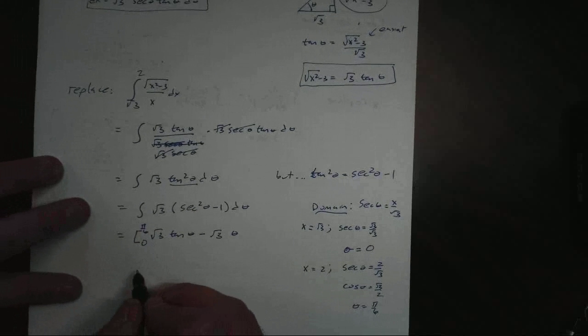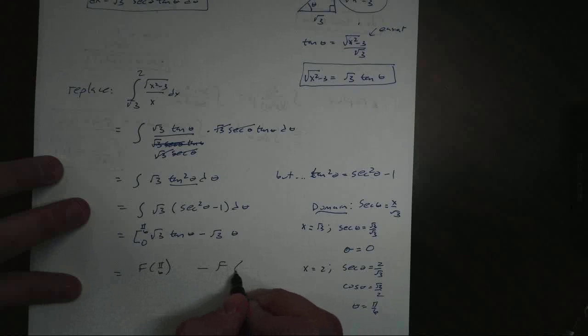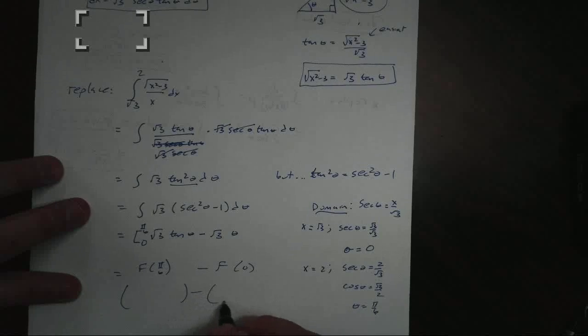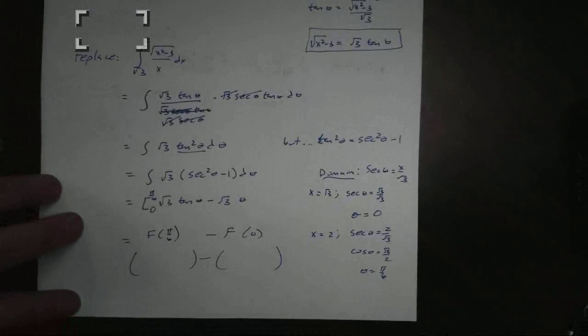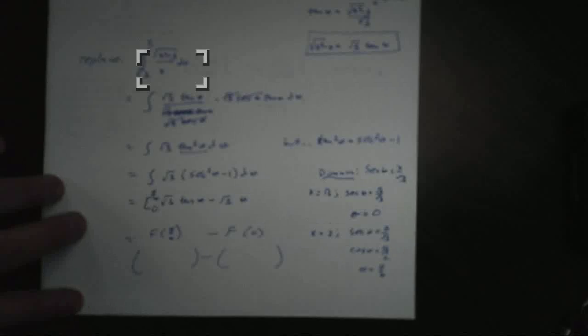And now when we apply the FTC, we get f of pi over 6 minus f of 0, plugging it all in. Oh, hello, focus, focus. At the very end, then it becomes unfocused, right? That's the way it works. And there we go. Give a second here.